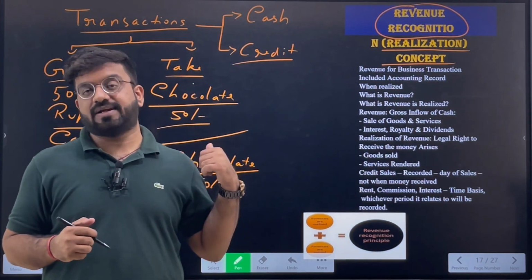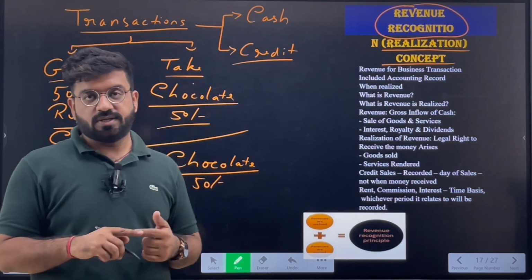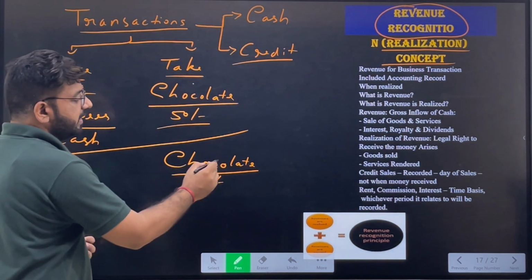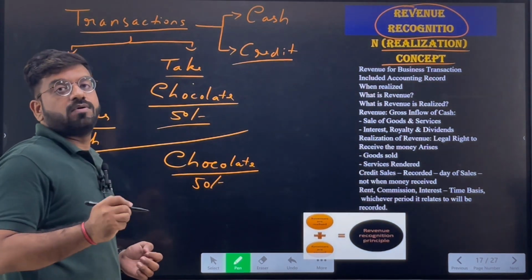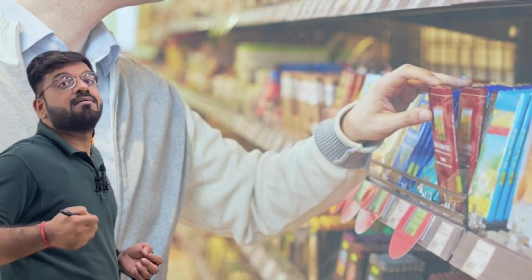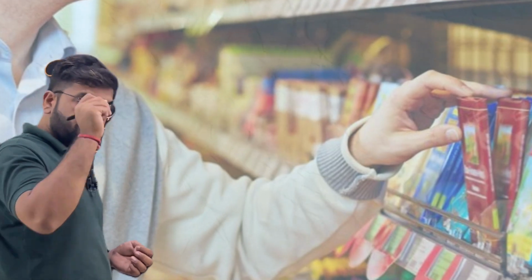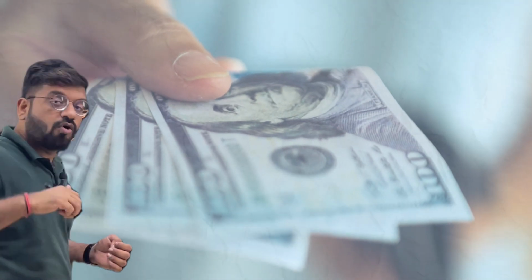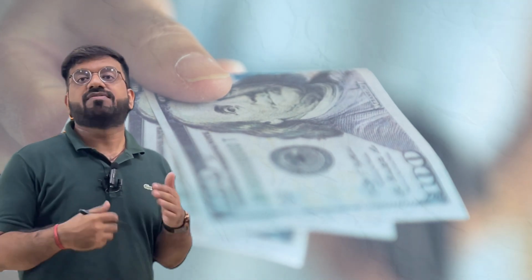Then also this is a transaction because he will get the amount afterwards. I have purchased the chocolate on credit basis. He will get the amount from my father or from my mother or from me after a certain period of time.